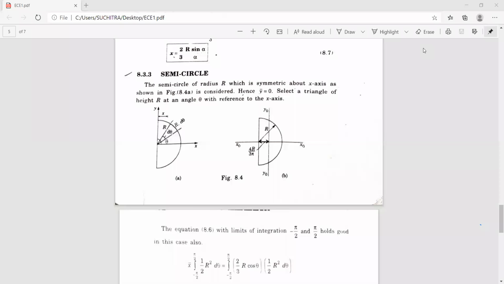Tomorrow we shall work out numerical problems of centroid, and we may have a composite figure. Composite figure means you may have a triangle, you may have a rectangle, you may have a semicircle, quarter circle. So like that, we shall solve numerical problems of the centroid.